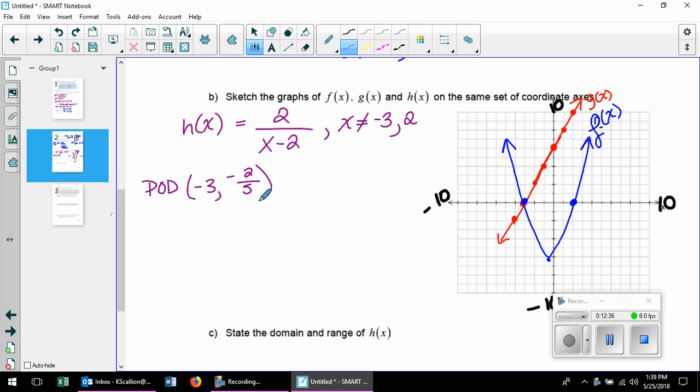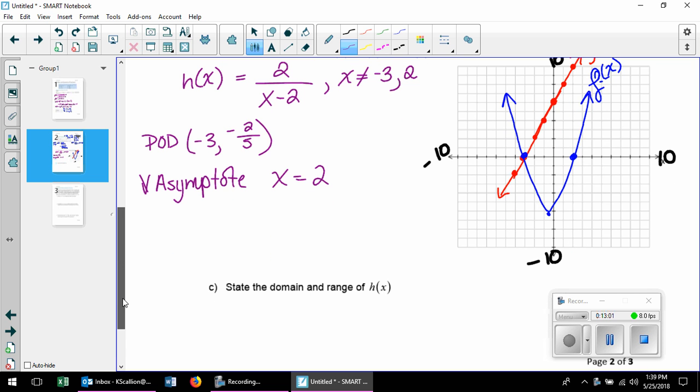Let's do it. So we have a point of discontinuity here, and then we have a vertical asymptote where? Okay, so I'll give you the equation now. Hey, where is my horizontal asymptote?